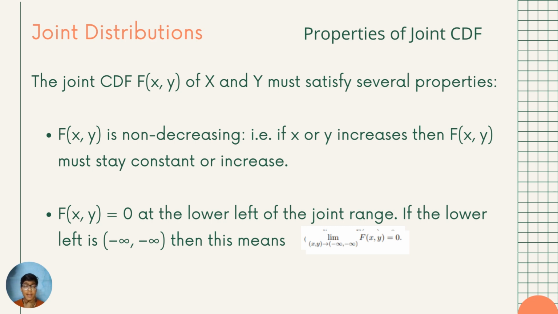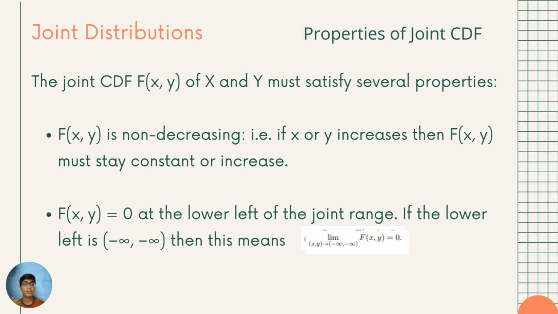The joint CDF F(x, y) of X and Y must satisfy several properties. F(x, y) is non-decreasing. That is, if x or y increases, then F(x, y) must stay constant or increase. F(x, y) is equal to 0 at the lower left of the joint range.